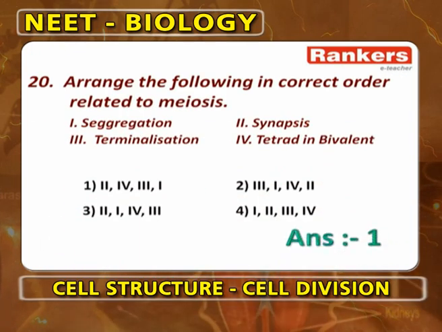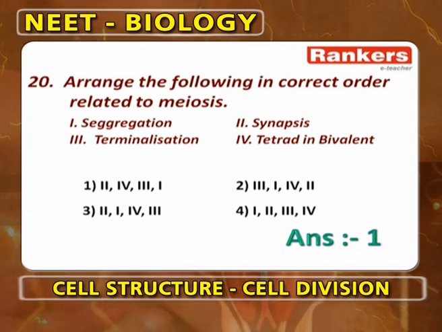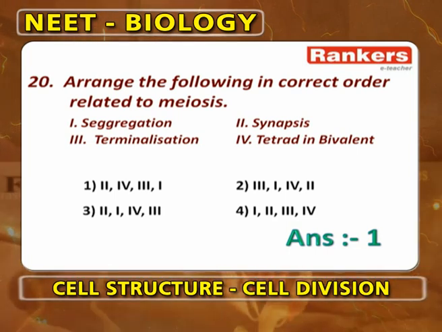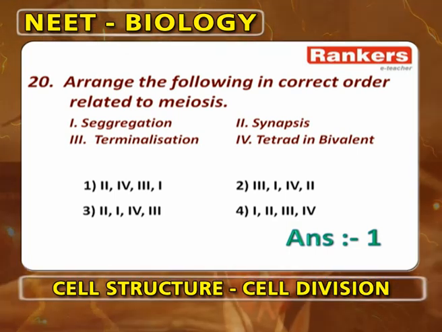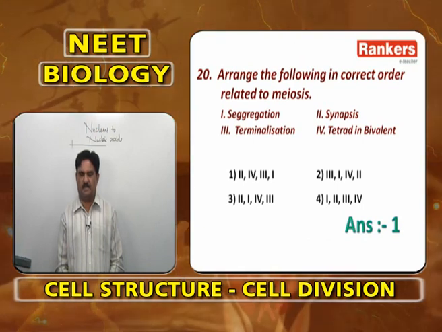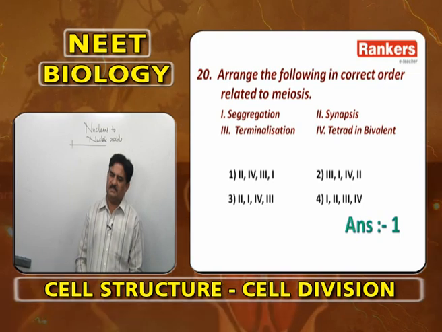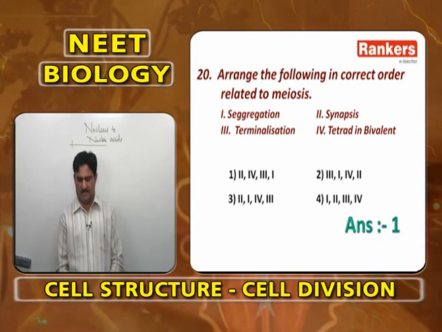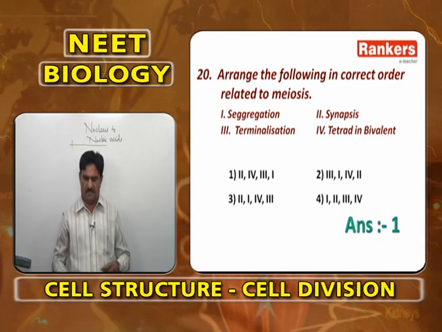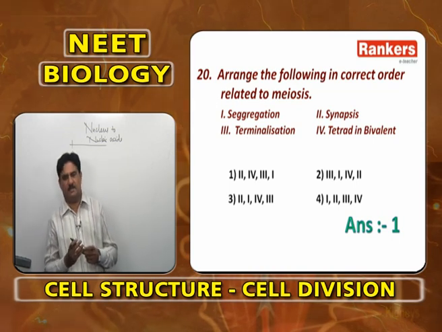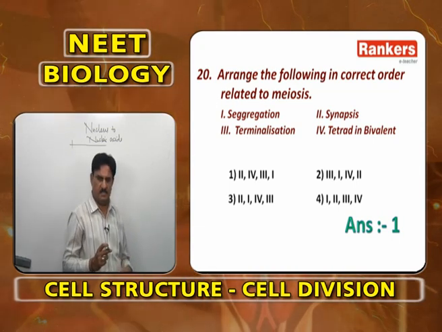Now, arrange the following in the correct order related to meiosis. First synapsis, then tetrads in bivalent, then terminalization, then segregation. Tetrads in bivalent means pachytene tetrads are formed in pachytene. Synapsis occurs in zygotene. Tetrads in bivalent are formed in pachytene. Terminalization occurs last, in diakinesis, and segregation occurs in anaphase 1.